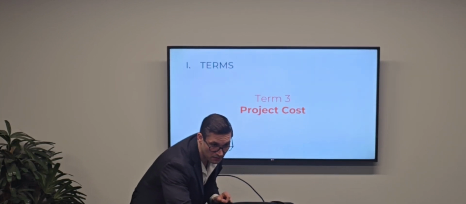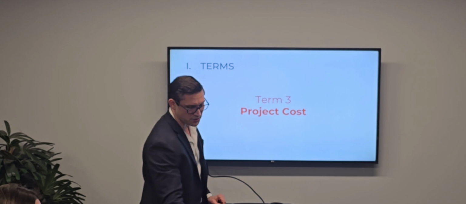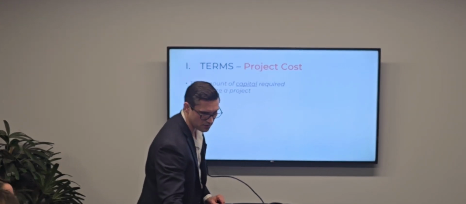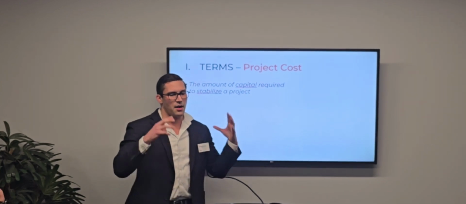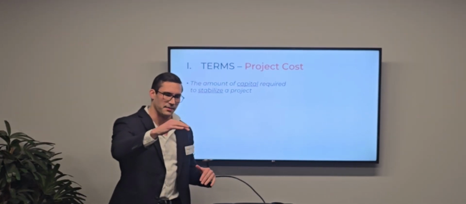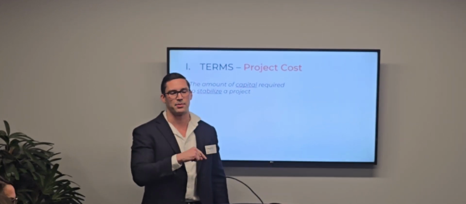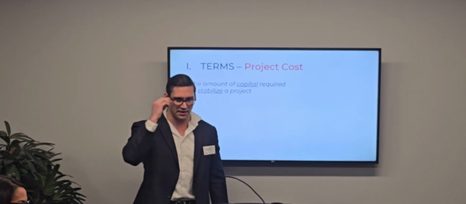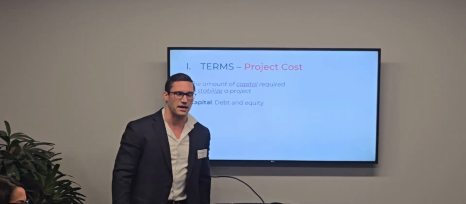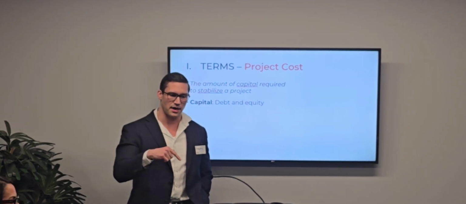Okay, moving on. So we've covered trended and levered so far. Let's talk about project cost. It seems obvious, but this one's actually kind of subtle. It's not how much a project costs to build. It's not your materials and your labor and so forth. It sort of is, but more accurately, it's the amount of capital required to stabilize a project. So what does that mean? Capital is debt and equity. How much debt and equity is required to stabilize a project?